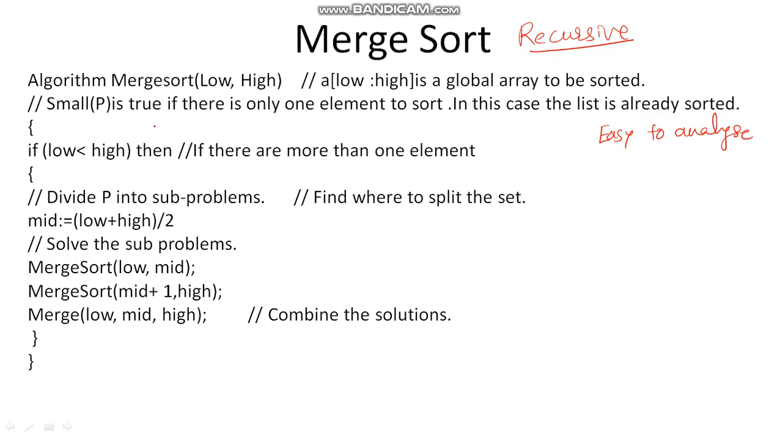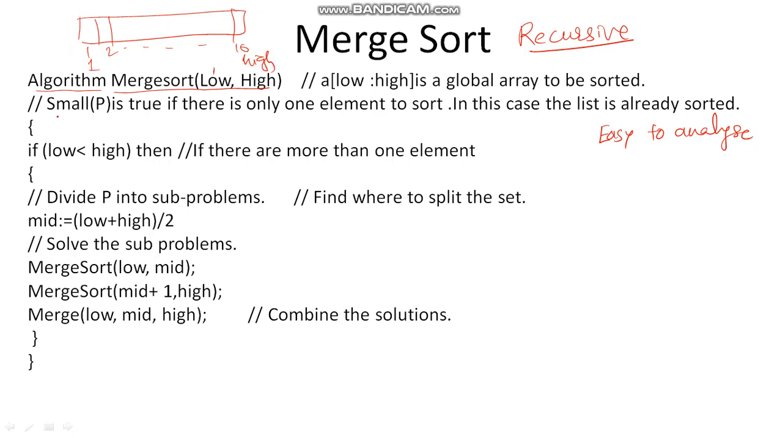Okay, so let us go ahead and discuss this algorithm MergeSort(low, high). Low is the lower index of the array. Let us say this is an array with 10 elements, 1, 2 and so on up to 10, as in the last case. So low is 1 and high is 10.